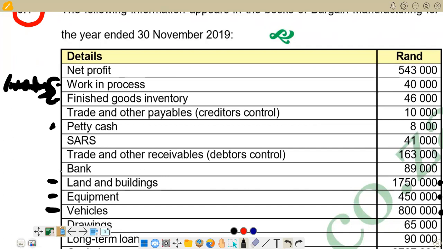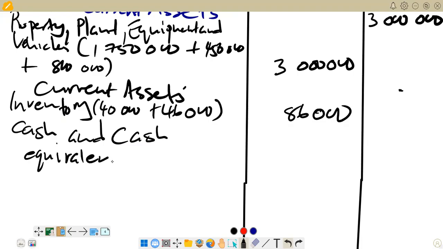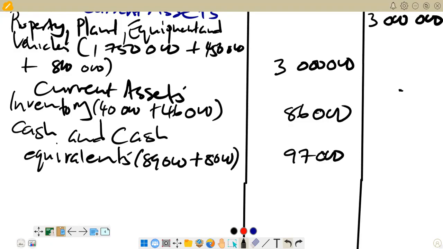So if you look at it there, we have got bank here, and we have got petty cash here. So we are going to add the two. For petty cash we have got 8,000, and for bank we have got 89,000. So we are going to add the two, and they are described as cash and cash equivalents. So when we come here now, we are saying cash and cash equivalents. On the calculation part, we are saying 89,000 plus our 8,000. I will add the two, we are going to get 97,000. So this is what we have.